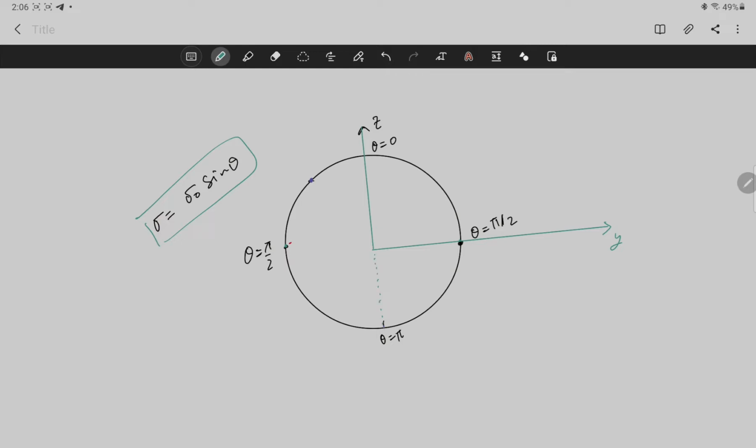So here is a positive charge density. The charge density here will be 0, because theta is 0 and pi. And the charge density here will be maximum, and here also maximum. So let's call this the min point. This is the min point, and this is the max point, and this is also a max point. So this is a max point, this is a min point, this is a max point, this is a min point.